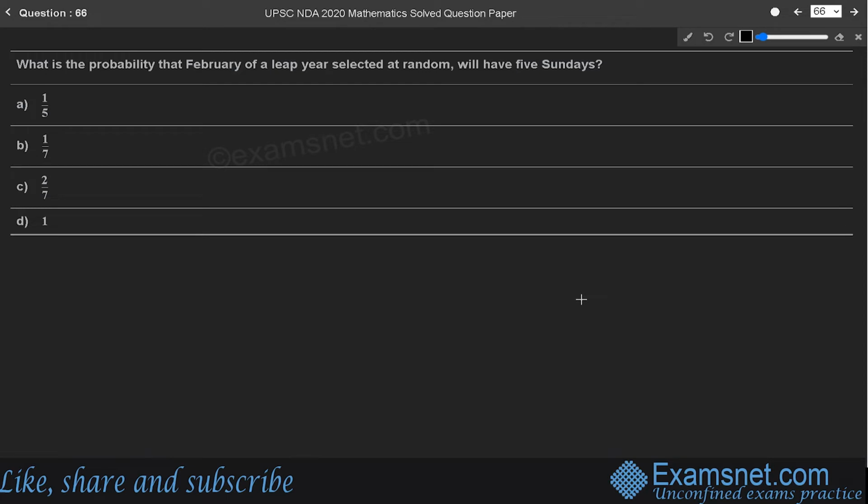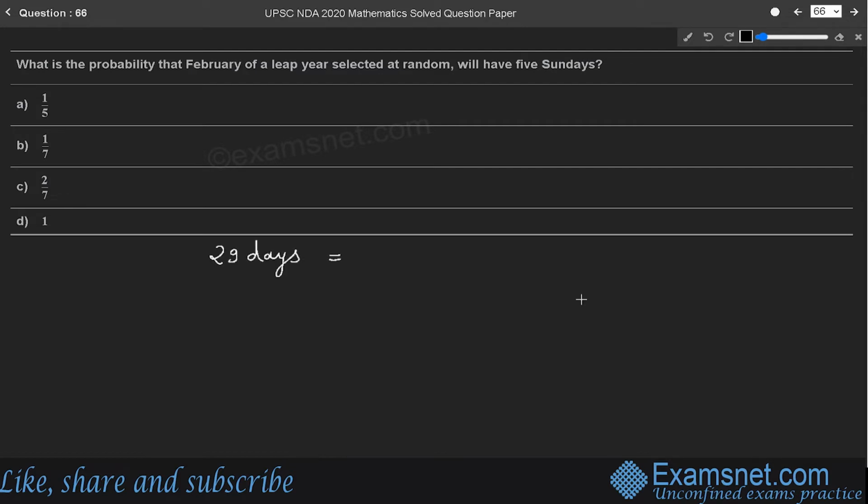Next question is, what is the probability that February of a leap year selected at random will have 5 Sundays? It is a question from probability and it is a very simple question. We know the number of days in February when there is a leap year, it has 29 days.